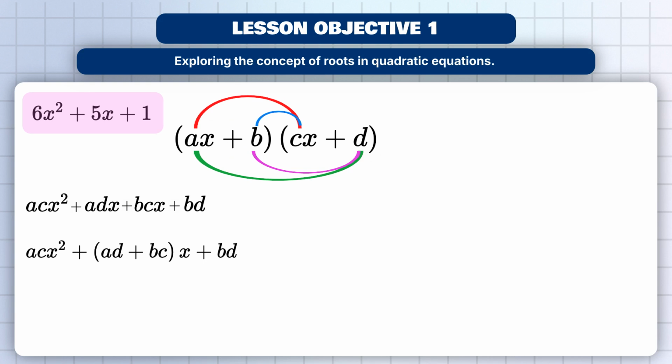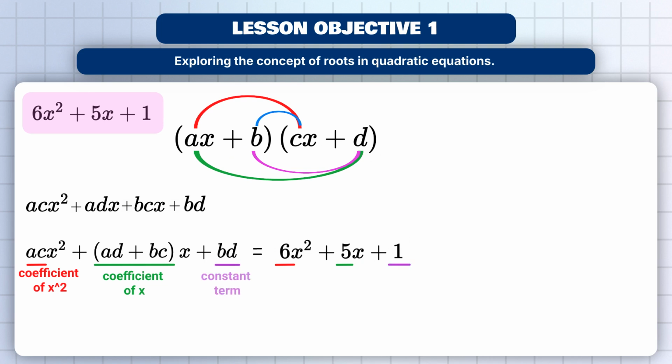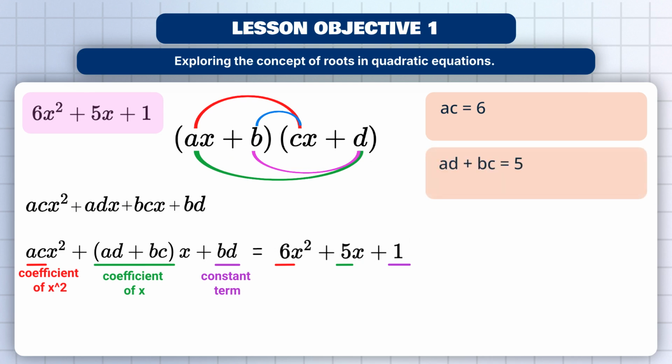Now compare this expanded form to our original equation, which is 6x squared plus 5x plus 1. ac equals 6, which is the coefficient of x squared. Next, ad plus bc equals 5, which is the coefficient of x. Finally, bd equals 1, which is the constant term. This comparison tells us that we need a and c such that ac equals 6. Next, we need ad plus bc to equal 5. And then we need b and d such that bd equals 1.